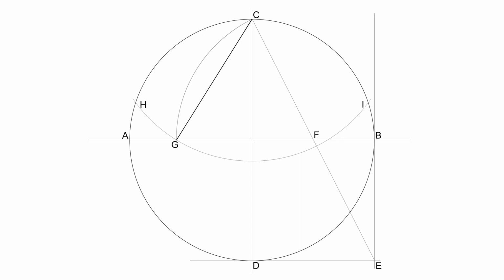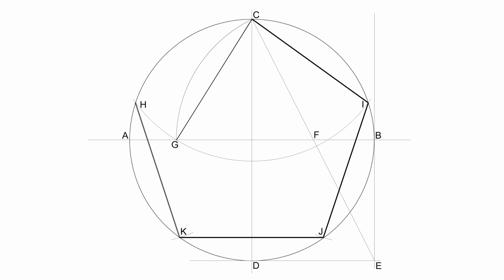With my compass point at H, then I place marks on the circle at K and J. So C, I, J, K, and H are all equidistant from one another around the circle and the 5 points of a pentagon. Then, connecting those points, I draw the 5 sides. And there we have it.